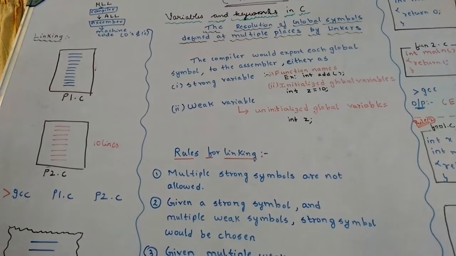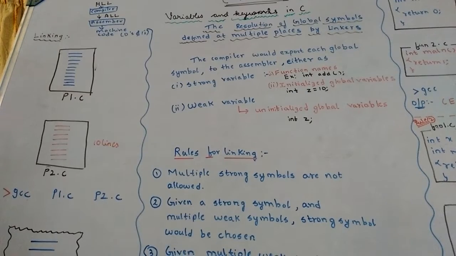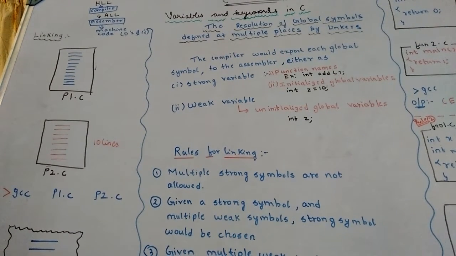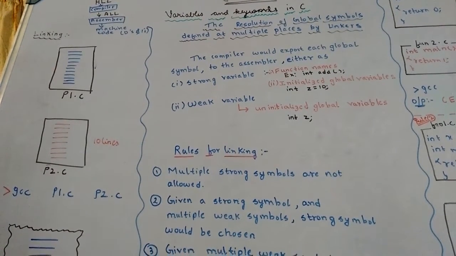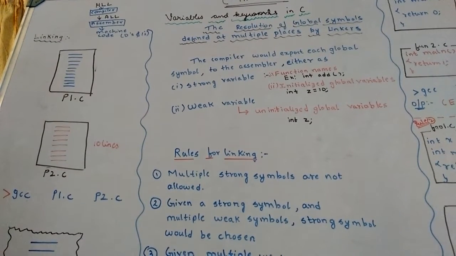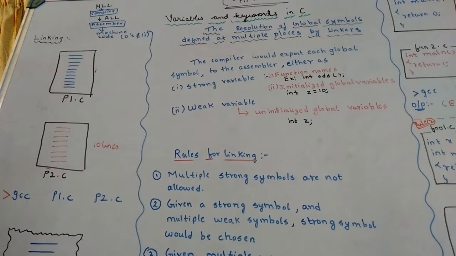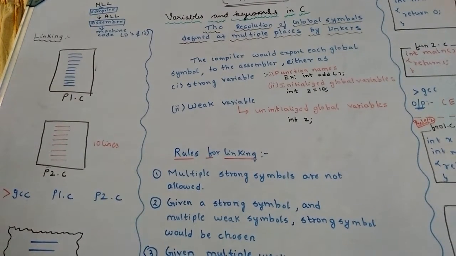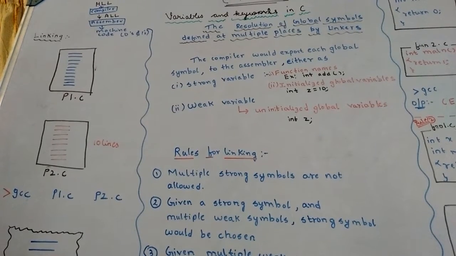This is how our code would get converted to machine level language. The high level language would be converted to something called assembly level language. That assembler would convert it back to machine level language. So you might be thinking, why do we need two things? Why do we need a compiler? Why do we need an assembler? Why can't we directly convert it to machine code?